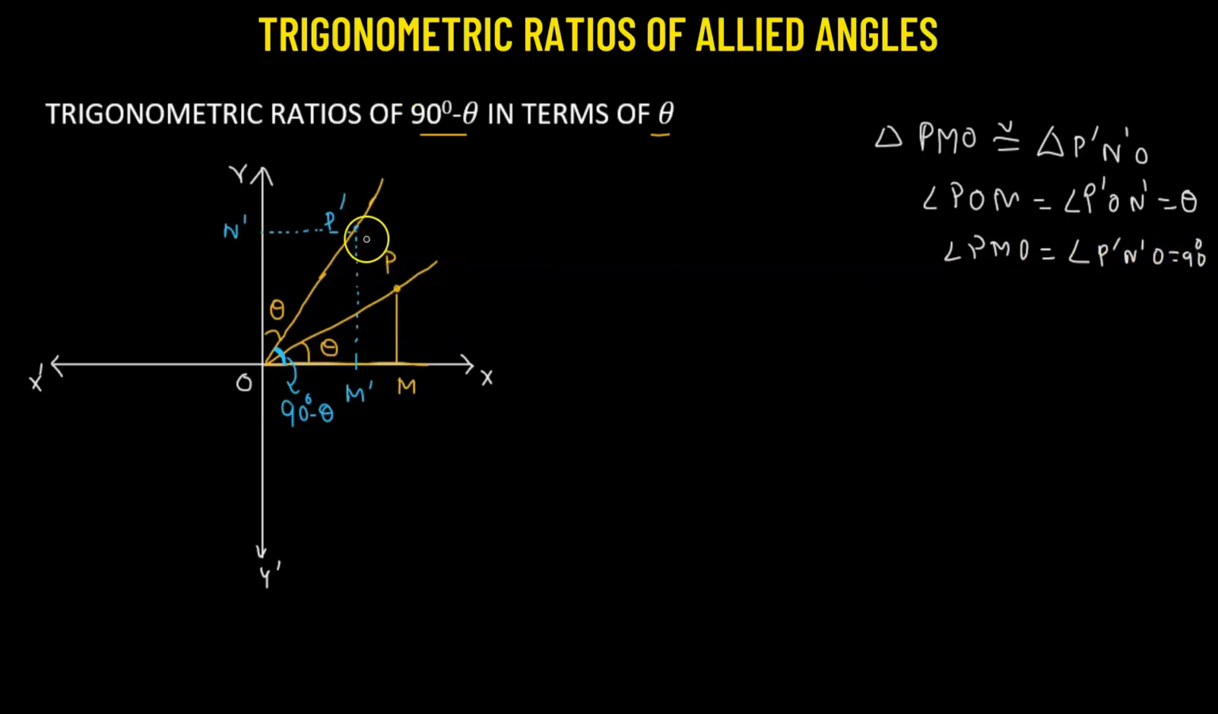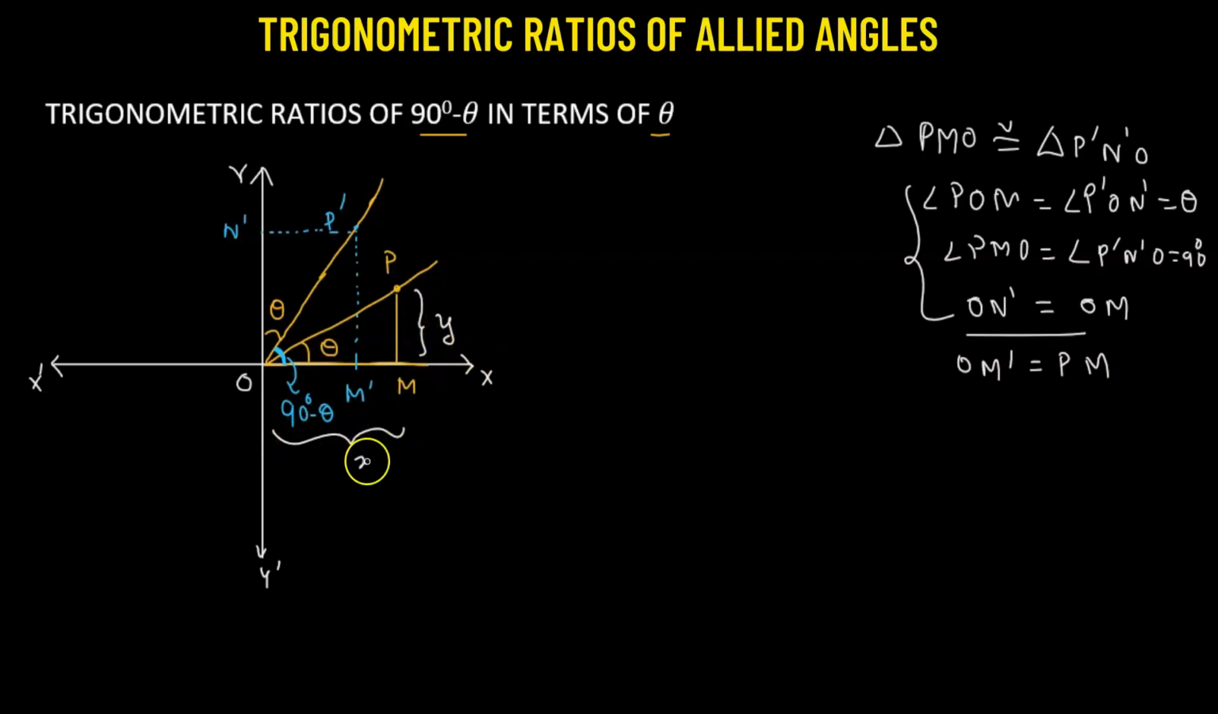And here we've chosen the point P prime on the ray in such a way that the distance ON prime equals OM. So this is very important here. This is how we have chosen the points P prime and P. And once these three criteria are met, then we can easily say that the two triangles are congruent to each other. So now we have OM prime equal to PM.